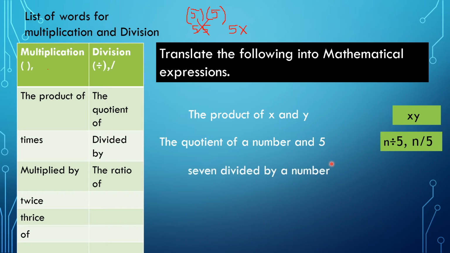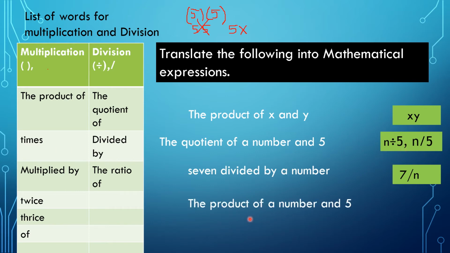If it is not specified. Okay, next, 7 divided by a number. So that is 7 over n, or you can write 7 divided by n like this. Okay, here, the product of a number and 5. So we can just write 5n, which means 5 times n. No need to put parentheses for this. And we also cannot use x as a multiplication sign because it will confuse us with the variable x.